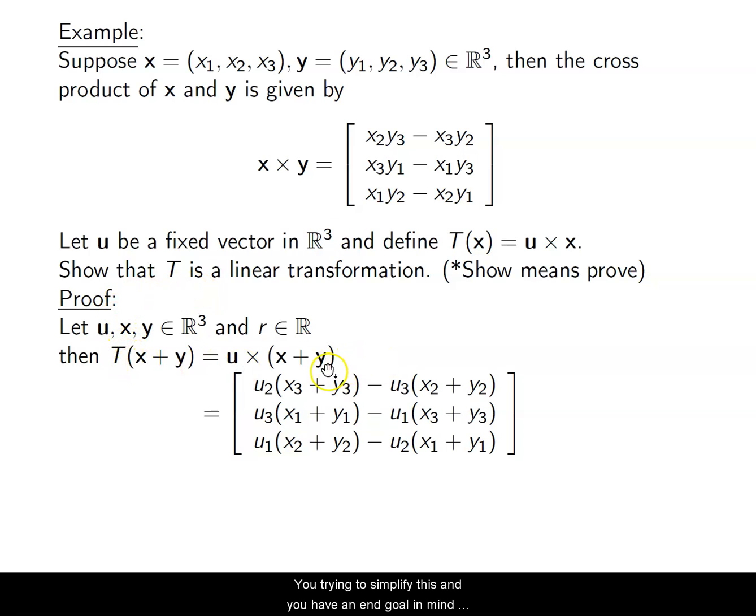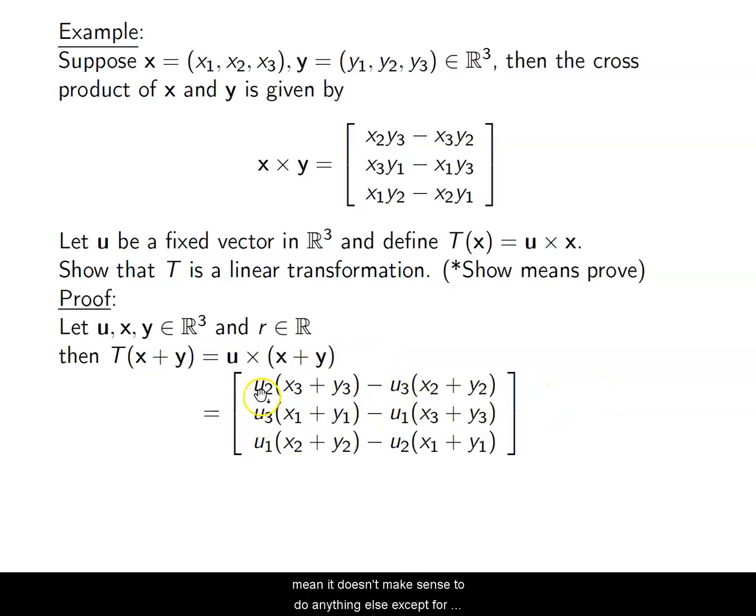You're trying to simplify this and you have an end goal in mind. If you can't get there, that's fine. Reset yourself and start from your end goal and try to work yourself backwards. Okay, and then hopefully you can meet yourself in the middle somewhere, and then you can rewrite the whole thing so that it flows well. So I'm going to start to work my way down.